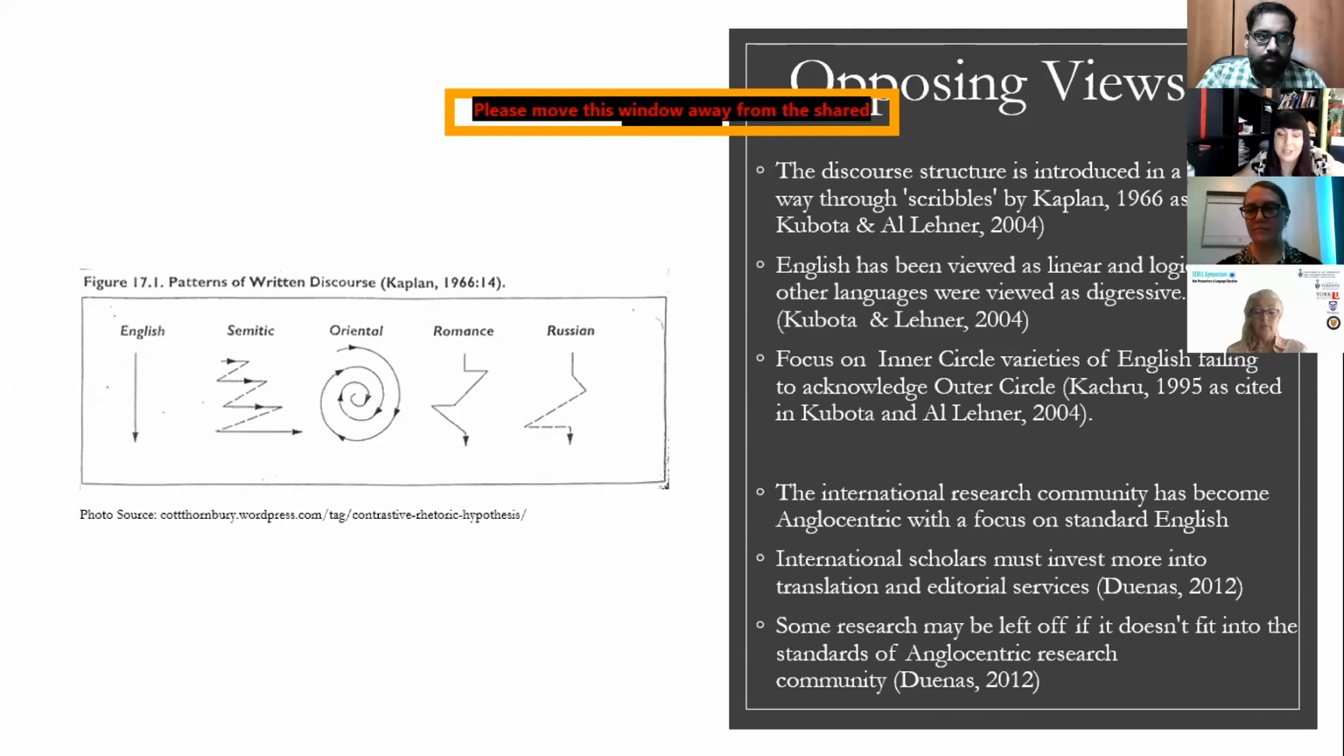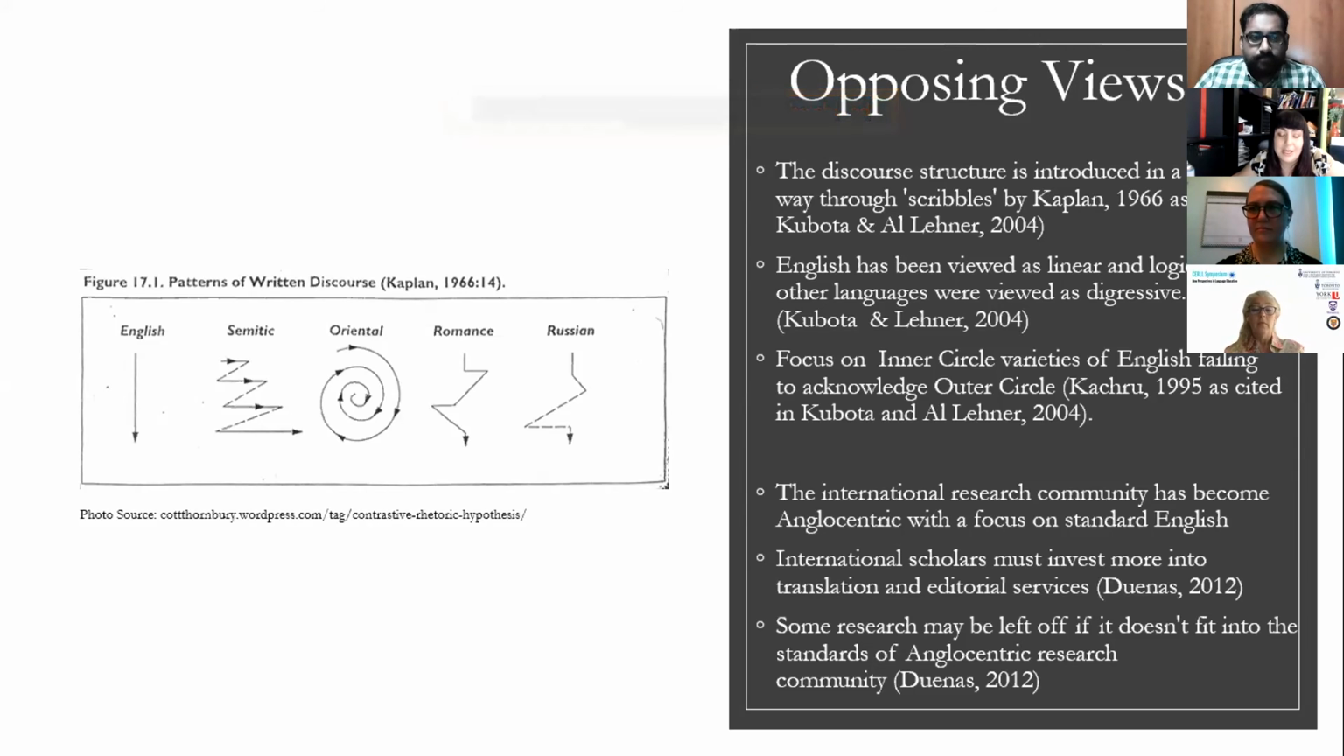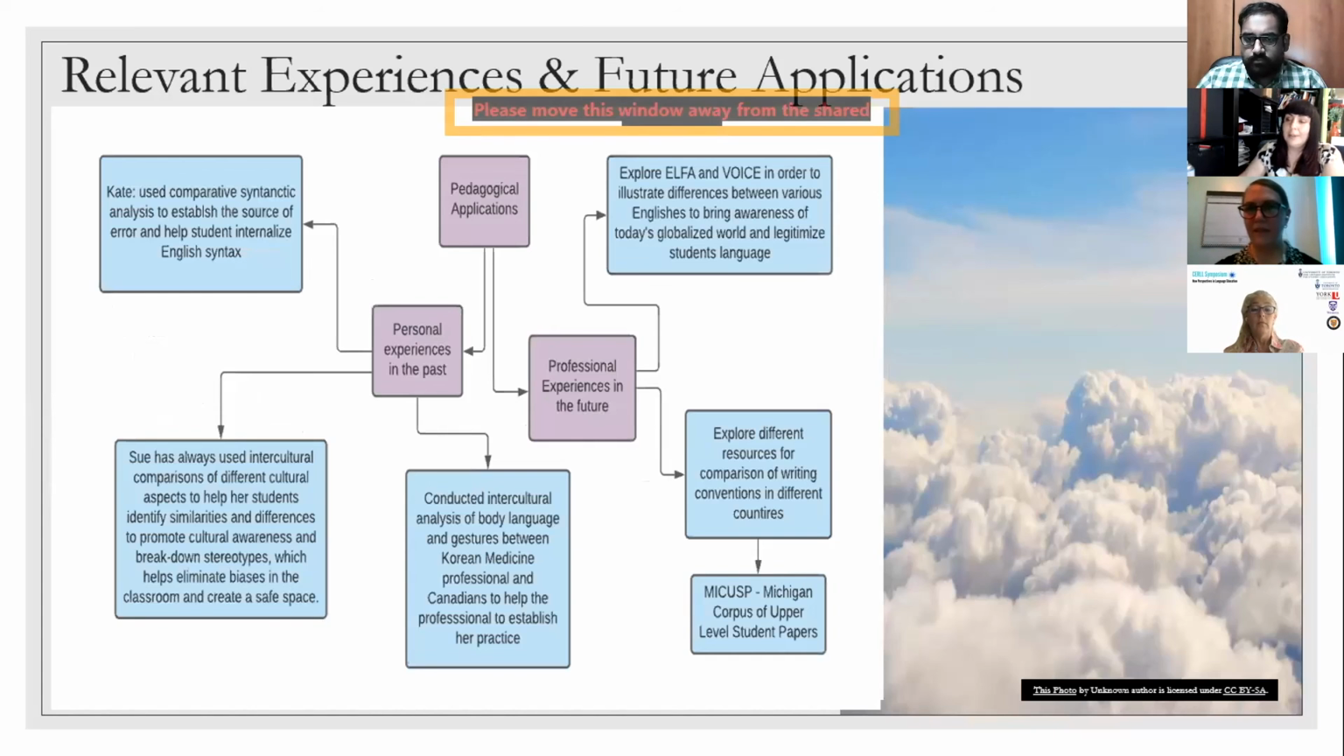Critical intercultural rhetoric encourages us to turn a critical eye to the comparative analysis of L1 and L2 in the classroom and analyze the perspective view of the dominating language and how it can create cultural biases. That's according to Kubota and Lerner, 2004. Over to you, Sue. Thank you so much, Kate.